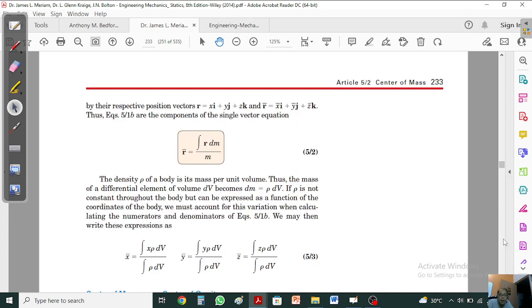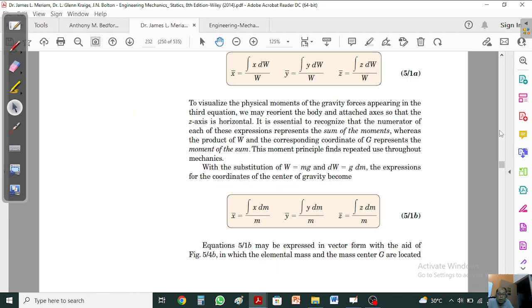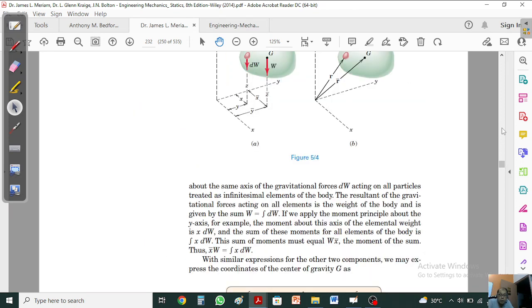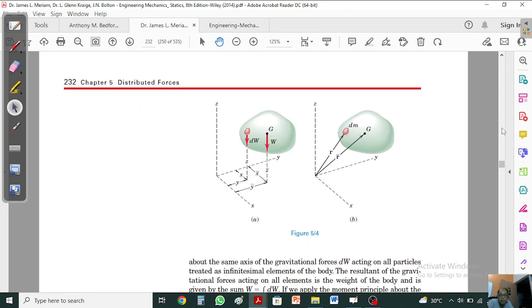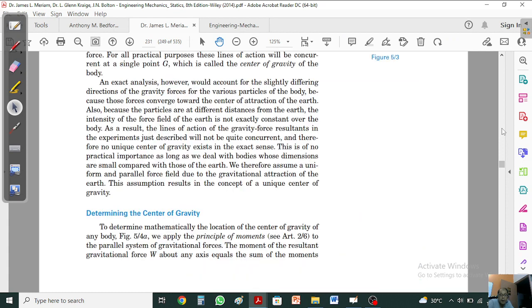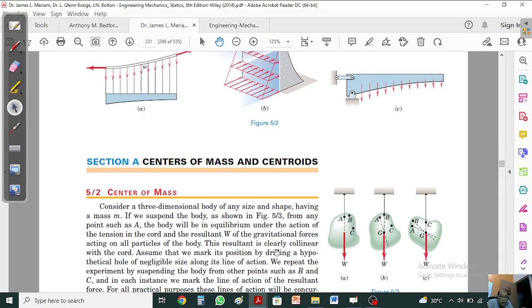So these are the formulas, just for some extra knowledge. If you want to read, you can read here also in this book, which I have already uploaded on my drive, if you want to further enhance your knowledge of the subject of center of mass, because we are doing all from R. C. Hibbeler.